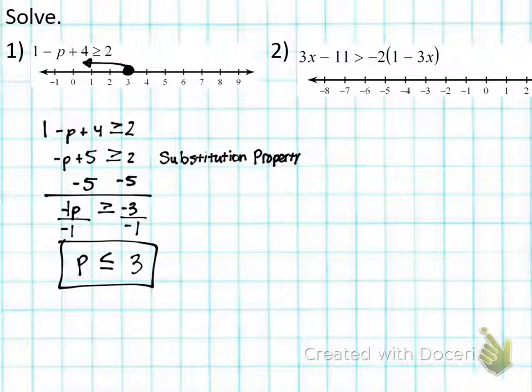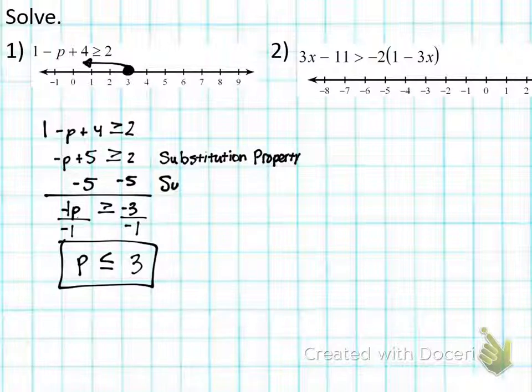Number 2, we got 3x minus 11 is greater than or equal to negative 2 times 1 minus 3x. Oh, it's greater than. Thank you. So, we have x's on both sides. So, can I divide both sides by negative 2 on this one? Review. Can we divide both sides by negative 2 here? No. We're going to have to use what property first? Distributive property. I'm going to erase the first one.